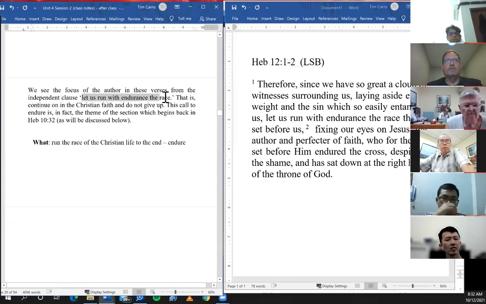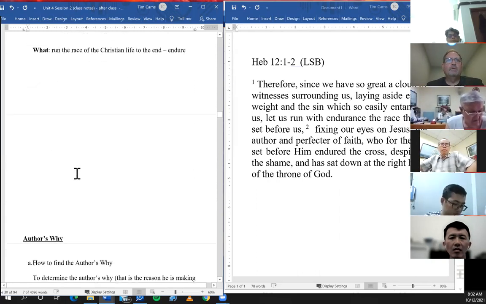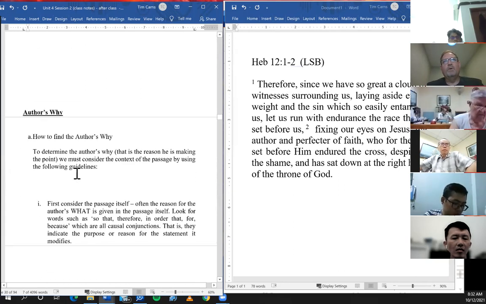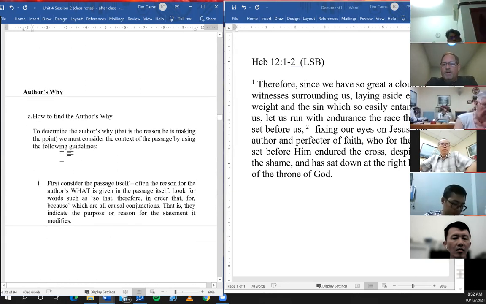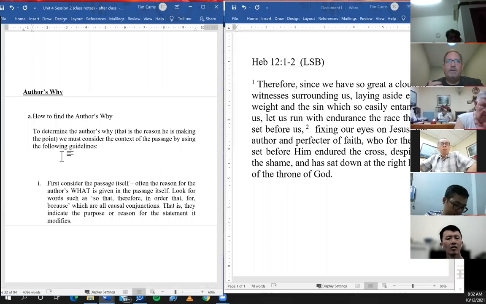Let us run with endurance the race. That's his focus. That's his main point. Okay. Why did he give that point? Well, to determine the why of the author, that is the context, there are three levels. You first want to look in the immediate context. That is the passage itself.